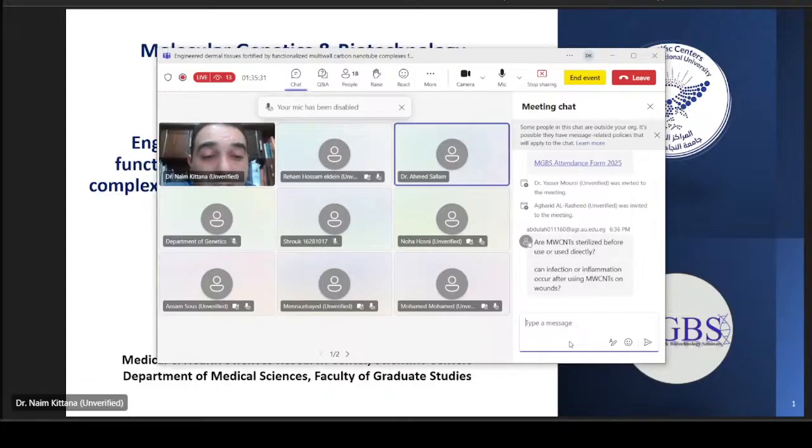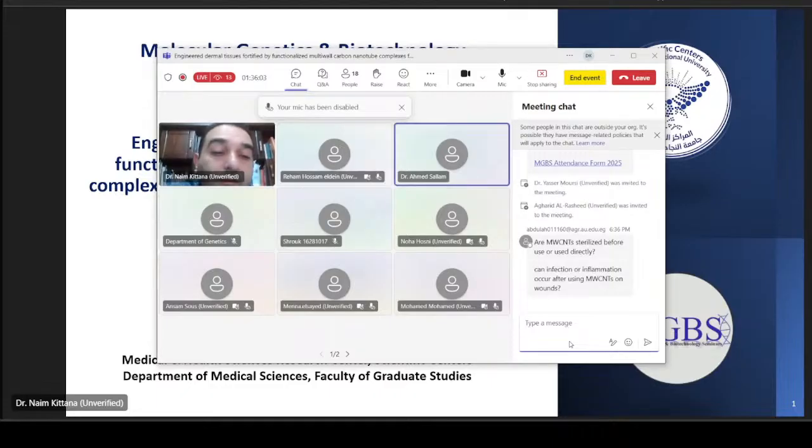Yes, that was a very important point. The carbon nanotubes were put under high energy UV light and stirred continuously so that they would be exposed to this UV light for sterilization. In addition, after we combined them with chitosan, the hydrogel was autoclaved under certain programs, so we have a sterilized product.